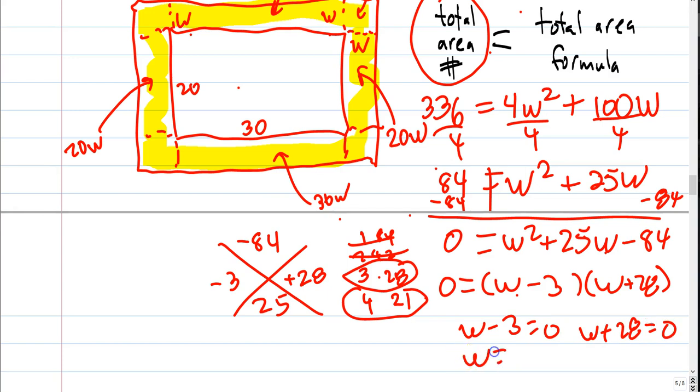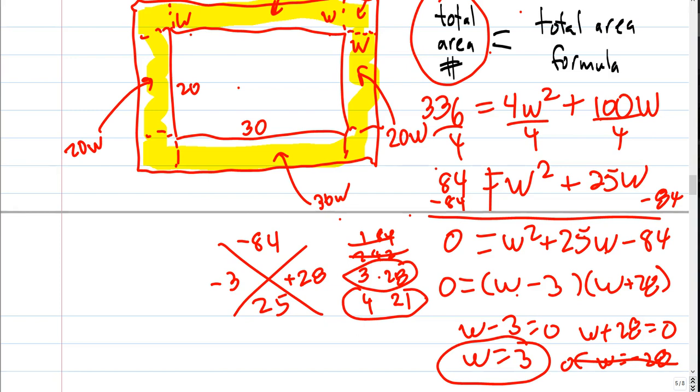We get that W equals 3, or W equals negative 28. Which of these doesn't make sense? We are not setting up a border on the sidewalk of negative 28 feet. So we're going to do a 3-foot border. And that's kind of cool because you could check this out.